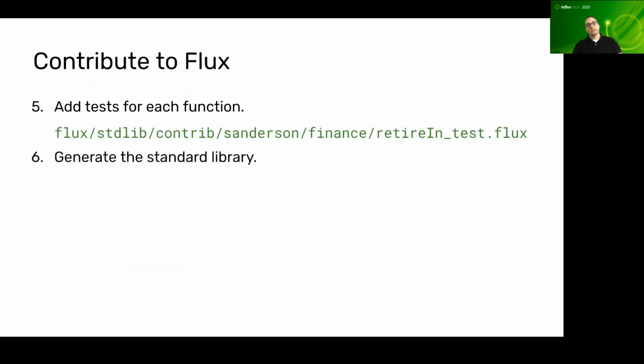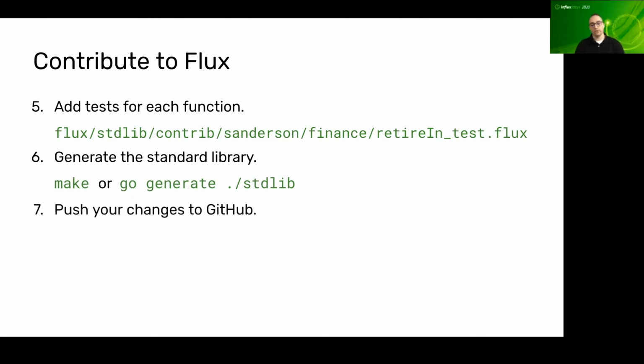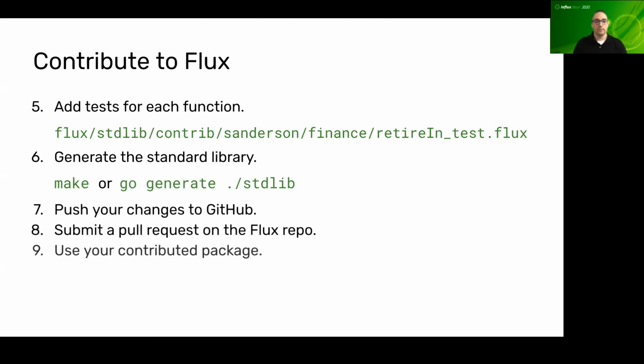So after you've added your tests, you need to generate the standard library. There are some dependencies to do this. You need Go, you need Rust, and there might be a few others, I can't remember. But once you have the dependencies, and the dependencies are all documented inside of the Flux repository, you can either use make or go generate to generate the standard library. You push your changes to GitHub, submit a pull request on the Flux repo, and once that pull request is accepted and merged, and a new version of Flux is cut that includes your custom package, you can then use your contributed package, and using it is really simple.